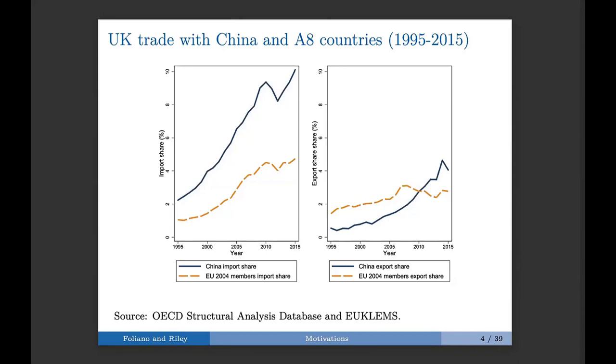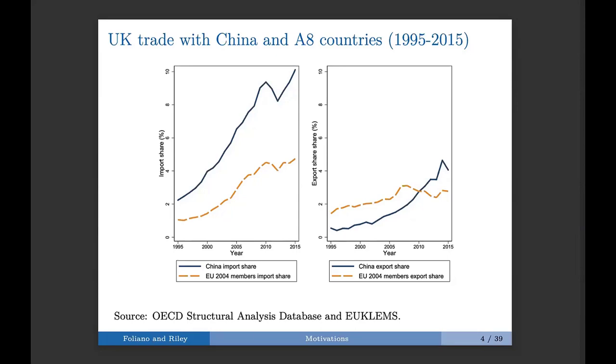China and the Eastern European countries, China from the 80s, Eastern European countries from the 90s, experienced an incredible increase in labor productivity. And this made them ready to respond to international trade, international demand for goods in a very fast way. Here I present just a descriptive trend in trade that the UK had with China and the eight countries. And here you can see that the import share from China increased from 1995 to 2015 by a factor of 5. And the import share from the eight countries increased by a factor of 4. At the same time, the exports from the UK to China increased as well by a factor of 4, whereas the exports from the UK to the eight countries didn't experience a particular change.